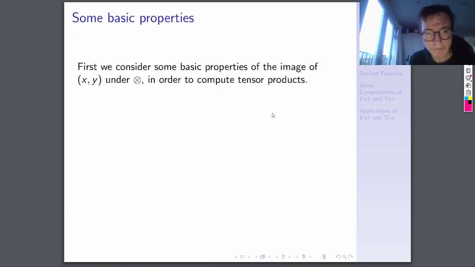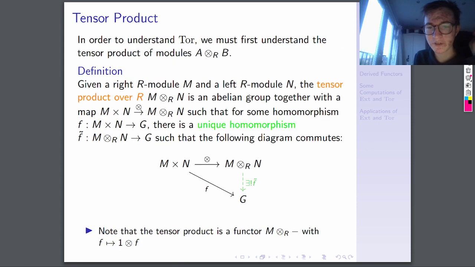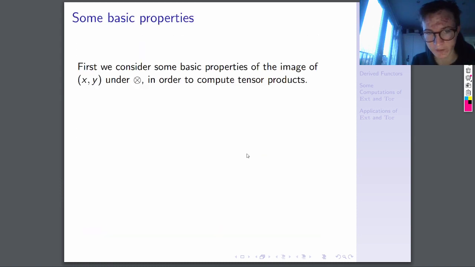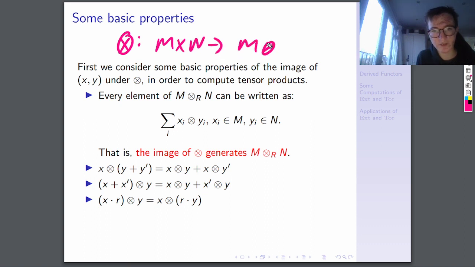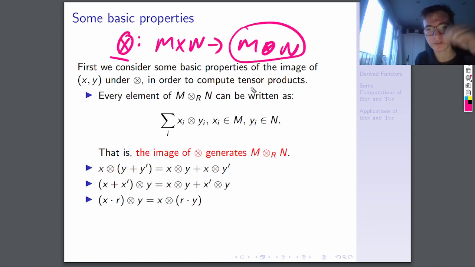Okay, so firstly, we'll talk about some basic properties because this is a slightly more abstract definition than the definition of Hom. So firstly, this map between M cross N and M tensor N, the elements of this guy here underneath this map generate the whole tensor product. That is, every single element can be written as a sum of elements of the form x tensor y.